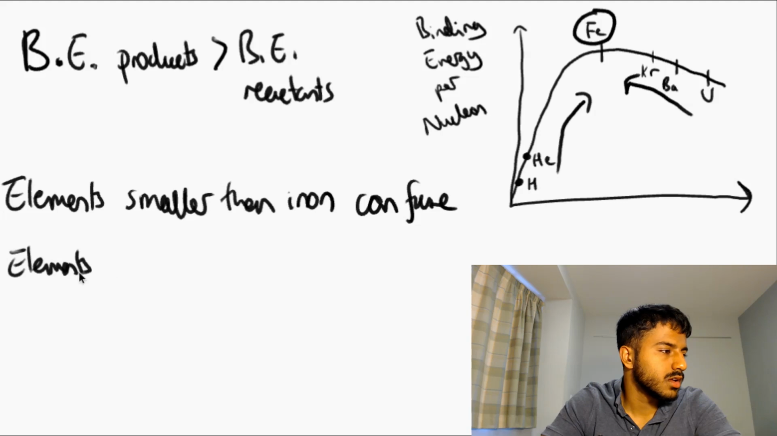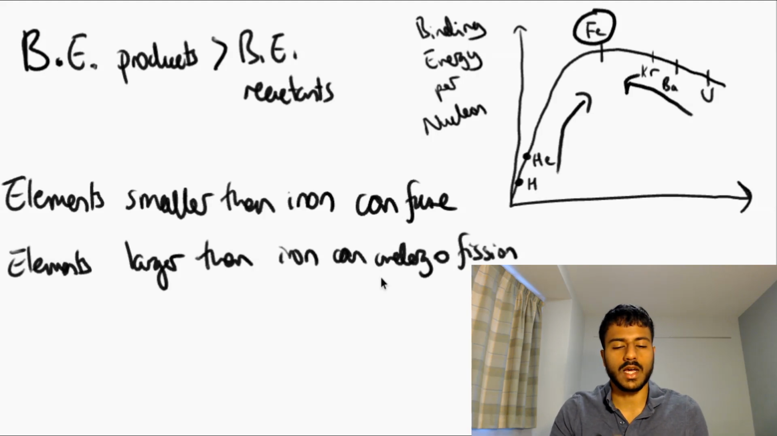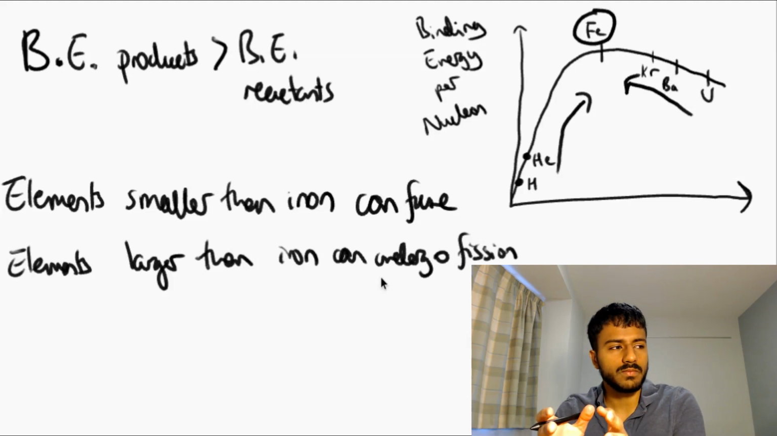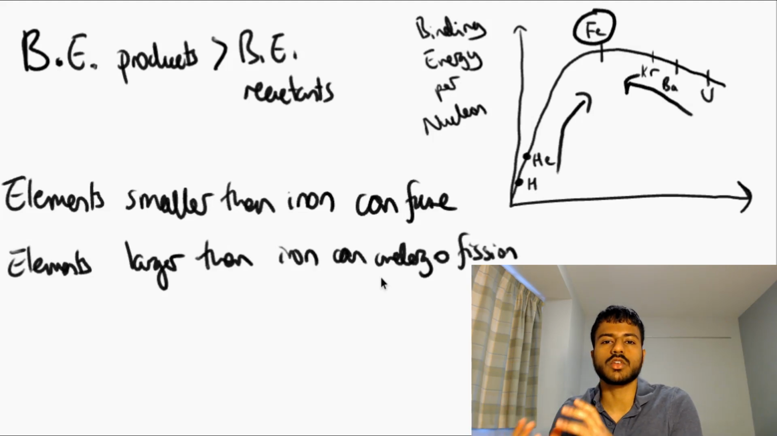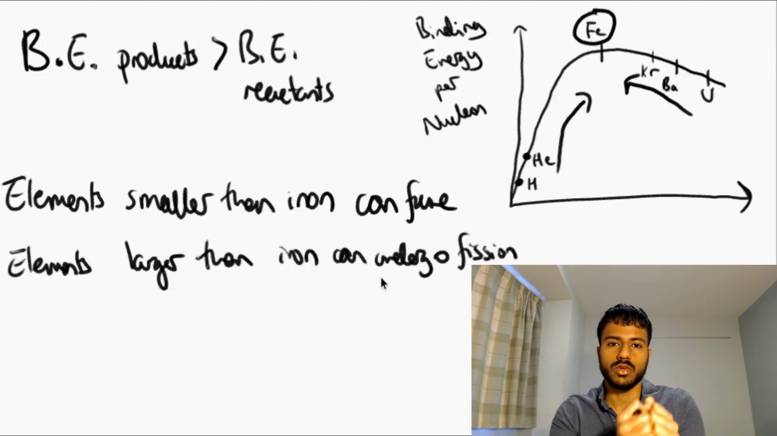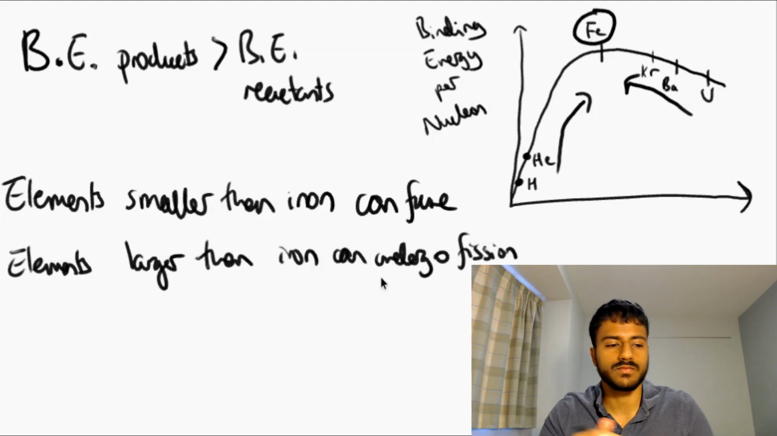Elements larger than iron can undergo fission. Now, very small nuclei like hydrogen and helium can therefore fuse together to get bigger and bigger until it reaches iron, and very, very big nuclei like uranium will undergo fission until it reduces size into smaller nuclei, but it can't go any smaller than iron.